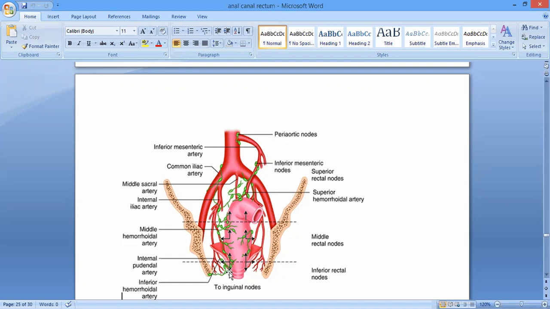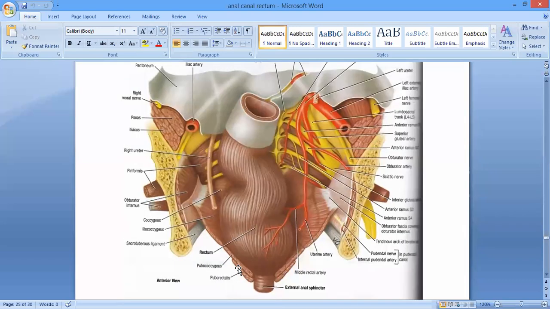Okay? And the lower half is running towards the medial group of the superficial lymphatics, right? So lymphatic drainage of the lower half of the canal is going towards the medial group of the superficial inguinal lymph nodes. Okay, there are certain clinical features. There are clinical things we just need to talk about now.